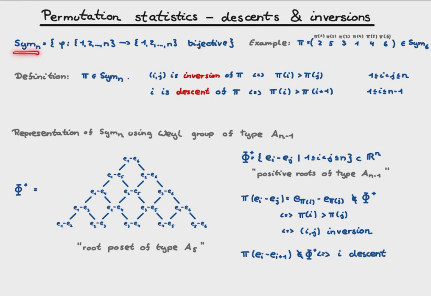By S_n we mean the symmetric group containing all bijective functions from the set of natural numbers between 1 and n into itself. And to give an example of a permutation written in one-line notation, we chose pi to be equal to 253146. And note for the following definitions that we take pi of i to be the notation for the ith entry of a permutation. In this case, for example, pi of 1 equals 2, pi of 2 equals 5, and so on.